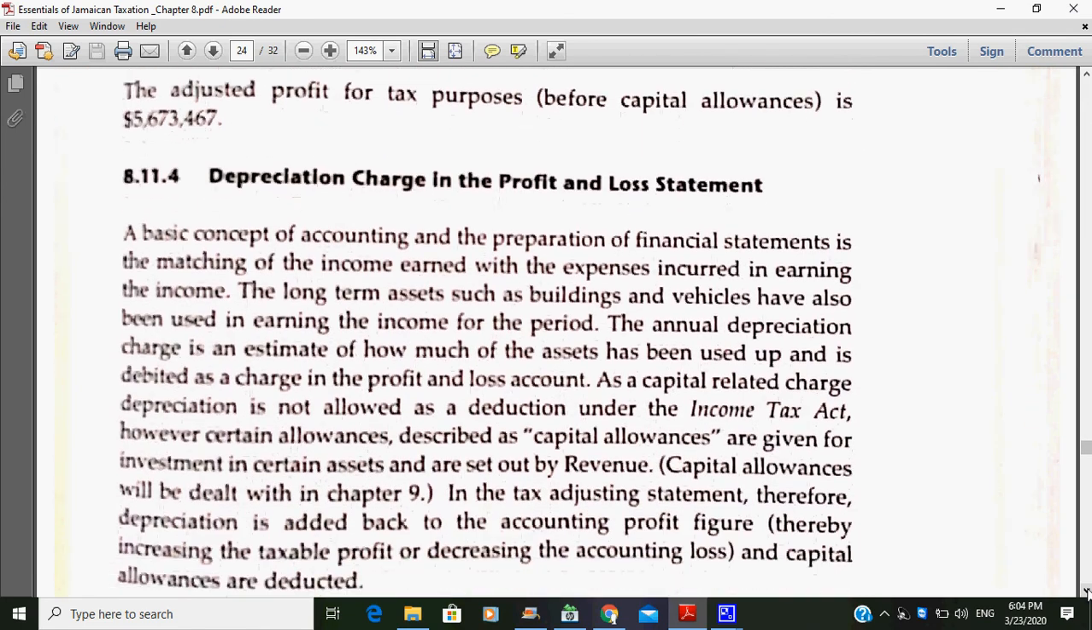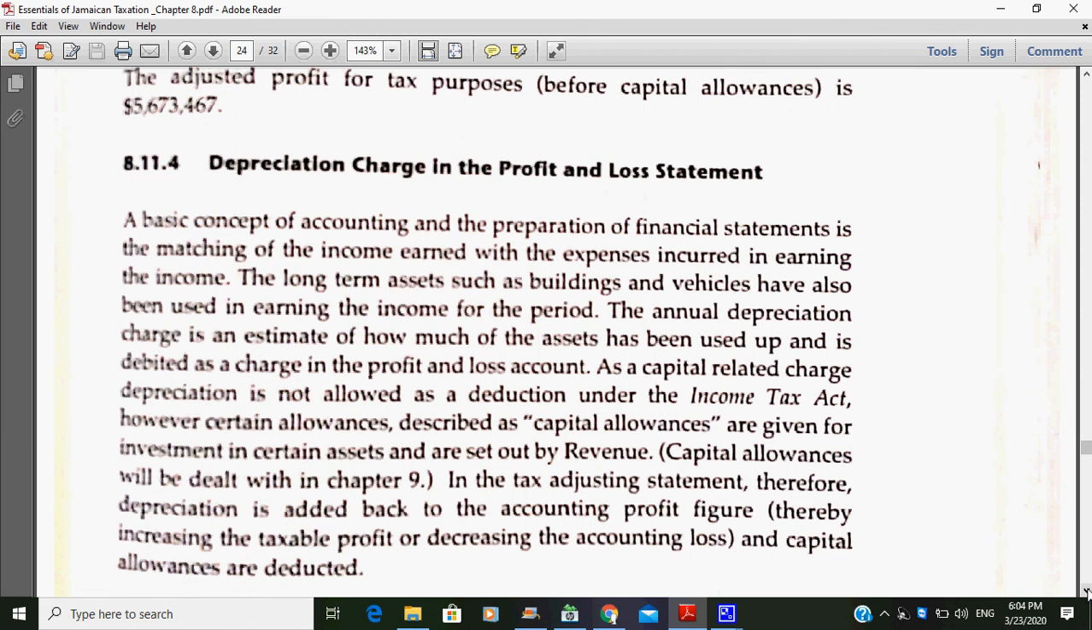Then you have a depreciation charge in the profit and loss statement. A basic concept of accounting in the preparation of financial statements is the matching of the income earned with the expenses incurred in earning the income. Long-term assets, such as buildings and vehicles, have also been used in earning the income for the period. The annual depreciation charge is an estimate of how much of the assets has been used up, and is debited as a charge in the profit and loss account.